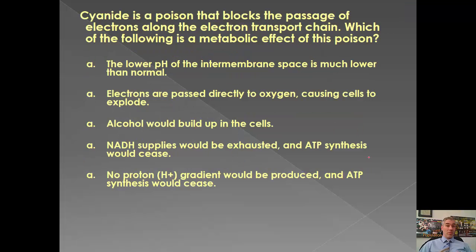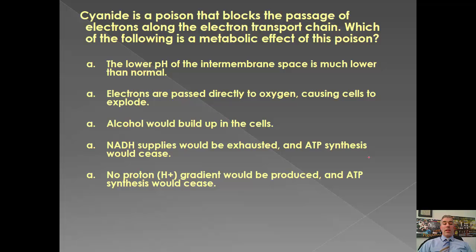Cyanide, a famous poison in history. It was commonly used in World War II by the Nazis, who had cyanide pills so that if they got caught, they would just bite into it and it would kill them. So why does that happen? Why is cyanide so dangerous? It's a poison that will actually block the passage of electrons along the electron transport chain. Which of the following is a metabolic effect of this poison? If you can't pass electrons, you cannot pump hydrogens, and if you can't pump hydrogens, you make no ATP, and if you make no ATP, you die very quickly.